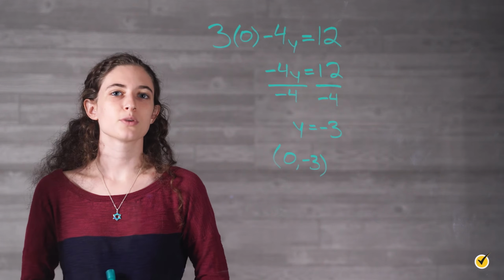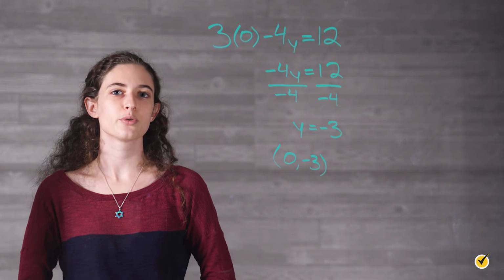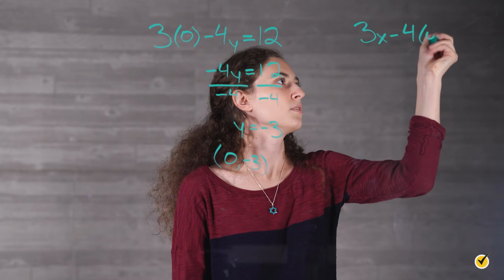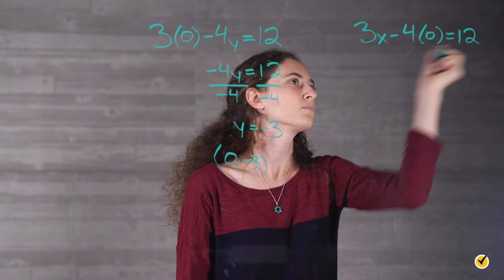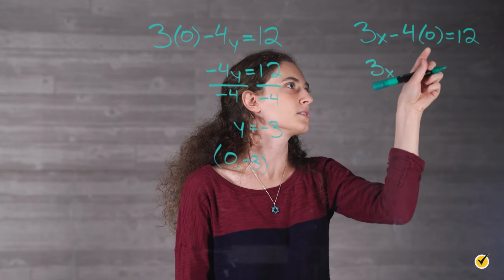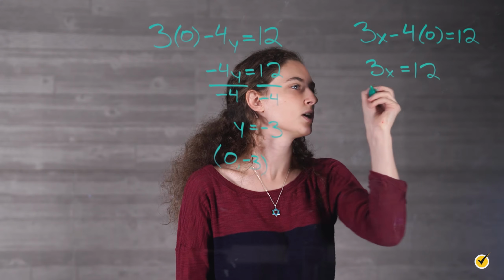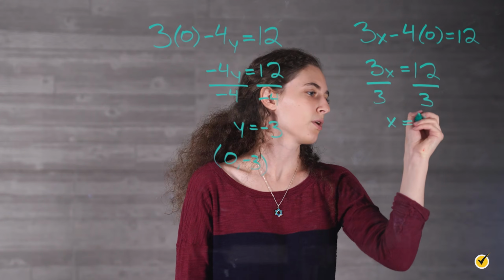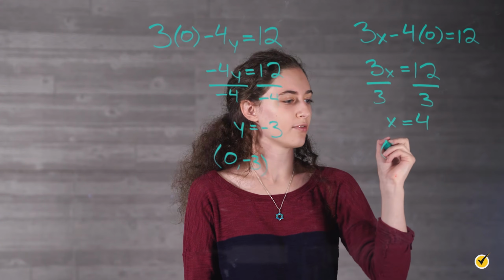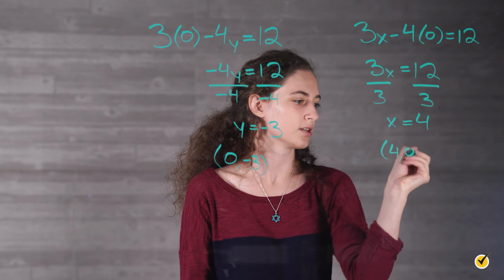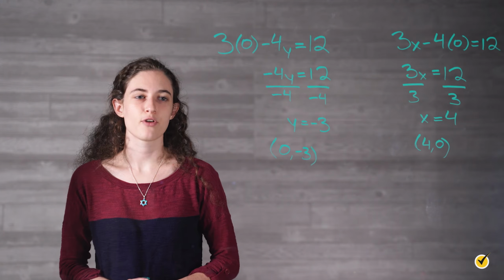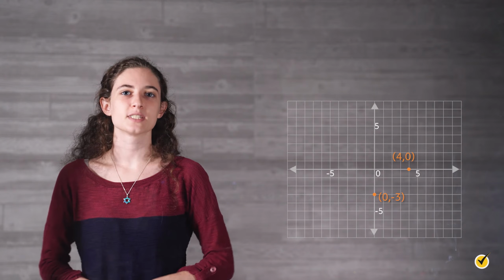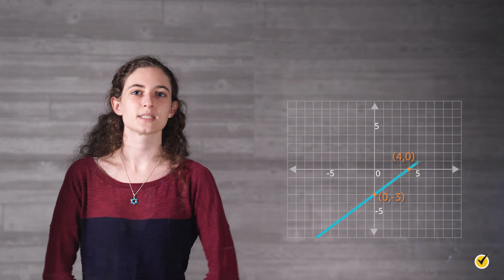The x-intercept can be determined by substituting y equals 0 into the equation and solving for x. 3x minus 4 times 0 equals 12. 3x minus 0 equals 12. Divide by 3 on both sides, and we're left with x equals 4. This means our x-intercept, or the point where the graph crosses the x-axis, is 4, 0. So our 2 points we're going to use to graph are 0, negative 3, and 4, 0. Graph this line by plotting the intercepts and drawing a straight line extending through the points, like so.